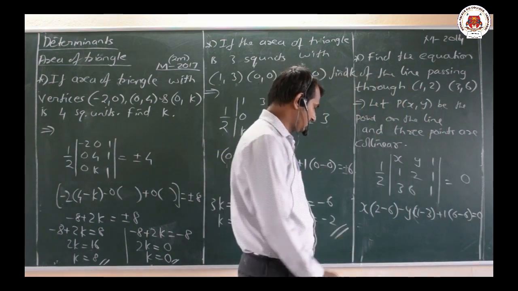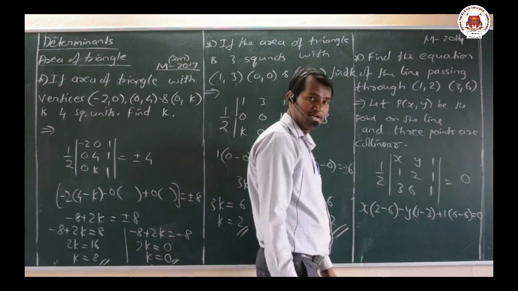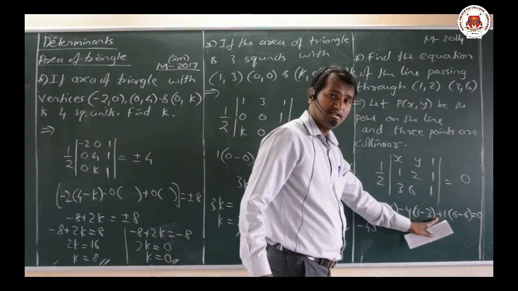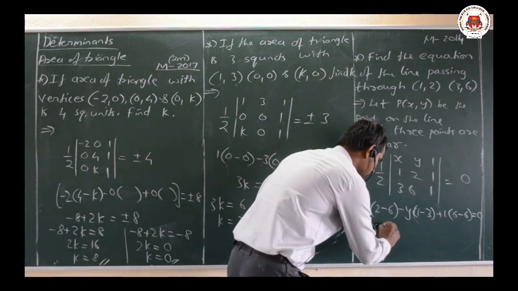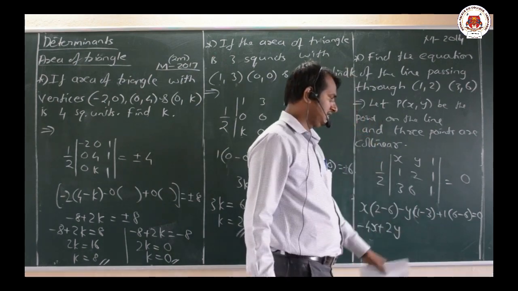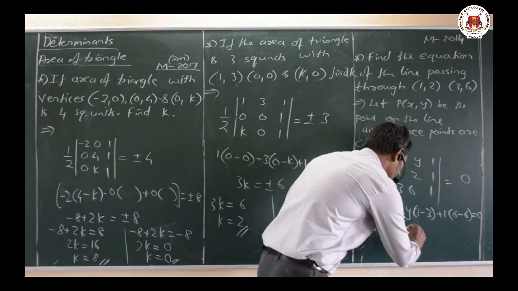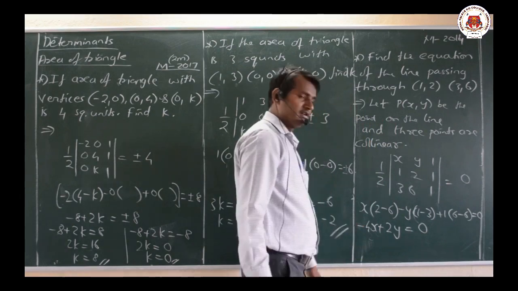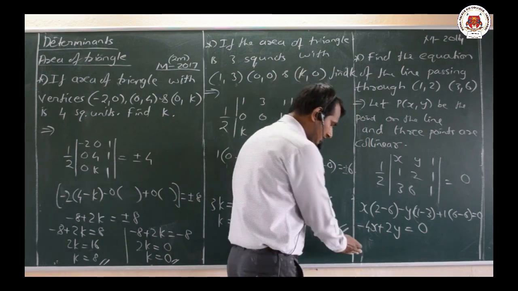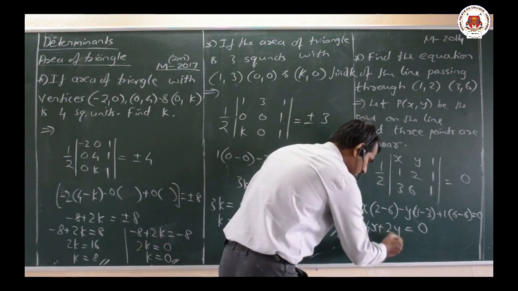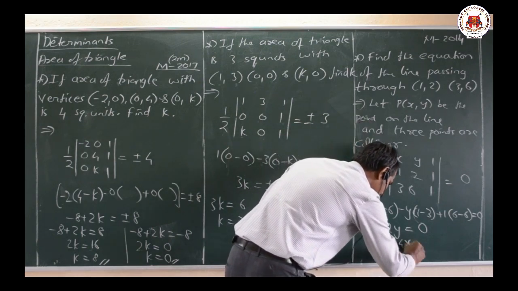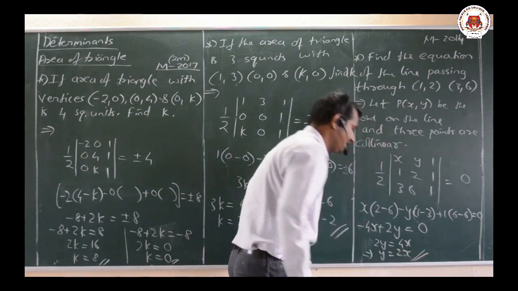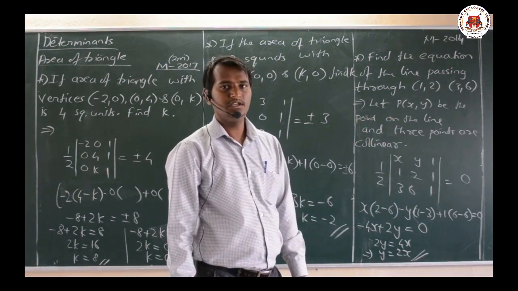Now I shall solve it. 2 minus 6, that is minus 4, so minus 4x. Then 1 minus 3, that is minus 2, minus into minus is plus, that is plus 2y. Then 6 minus 6, the value will be 0. The value we get is 0. Okay, fine. If I take 2 common here, or else 2y equal to 4x, that implies y equal to 2x. That is the required equation of the line.